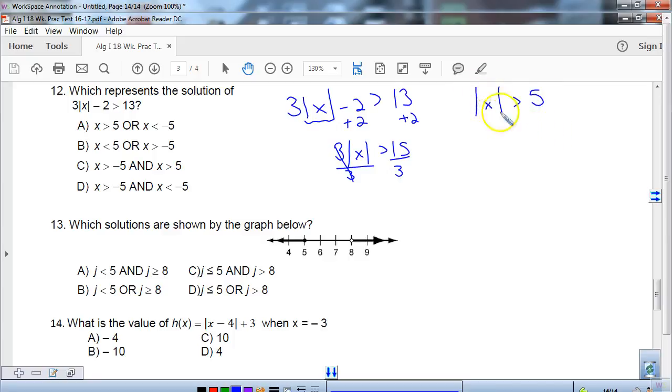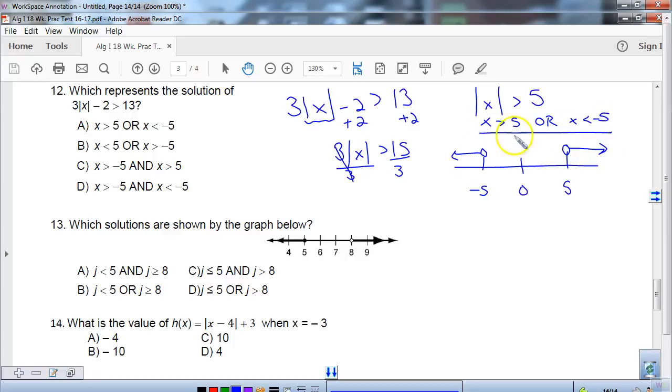Okay, the absolute value means distance from 0. So we know that whatever x is, it is more than, that's what greater than means, more than 5 units away from 0 on the number line. So that means that it's either more than 5 or less than negative 5. And that's how we would write this. X is greater than 5, and that's an or. X is less than negative 5. That will be our answer. And that is option A.